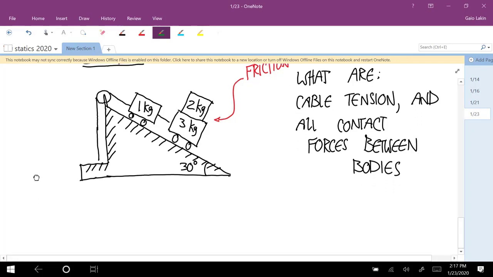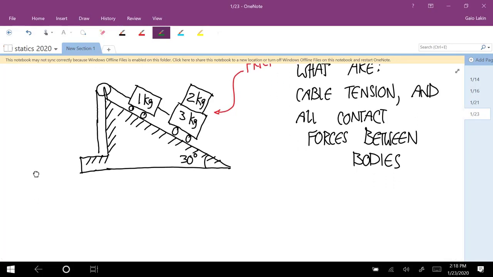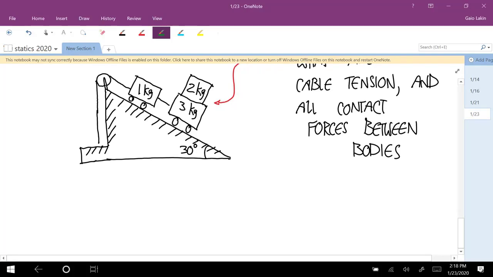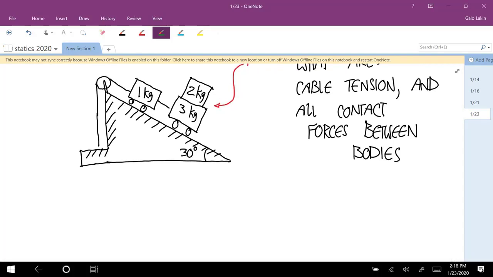Okay, so how are we going to do this? Yeah, so we could try to piece it together in a way that we can solve for these things one by one.